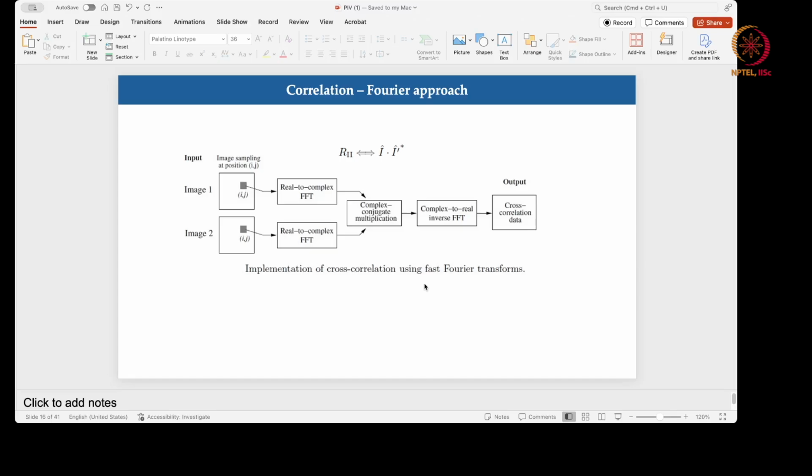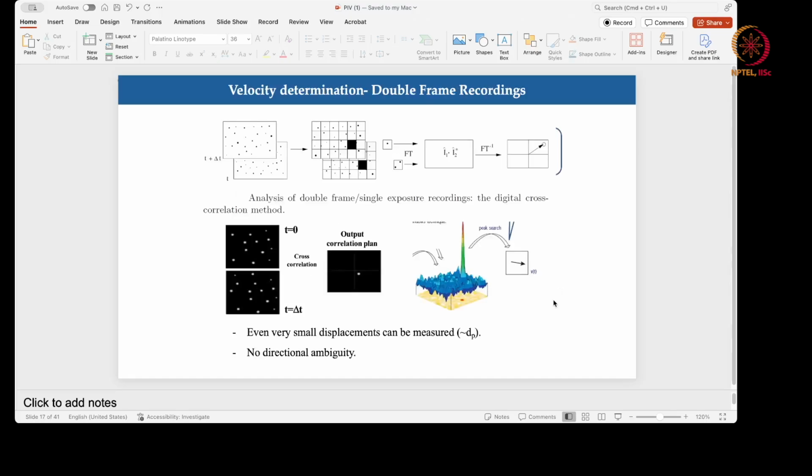So there is a direct approach, and then there is an indirect approach. The indirect approach involves doing an FFT, then a conjugate multiplication, and then an inverse Fourier transform. If you want to do the velocity determination, you take these two images, and the output is that bright spot, which is the correlation. This will be located at a distance of d. So it is the same way.